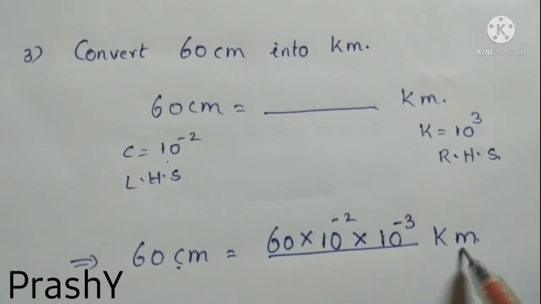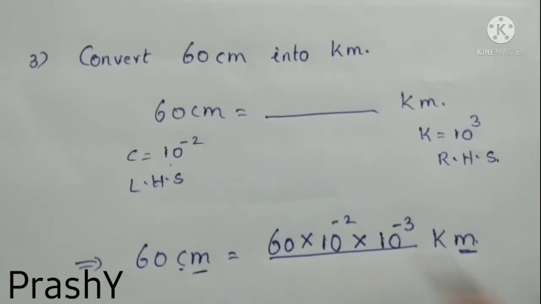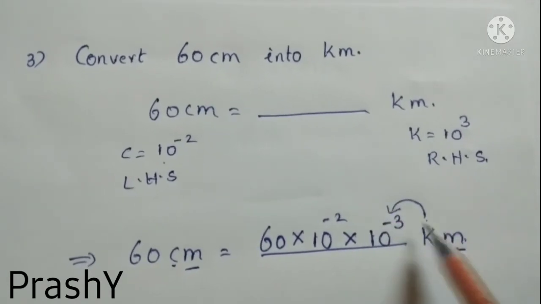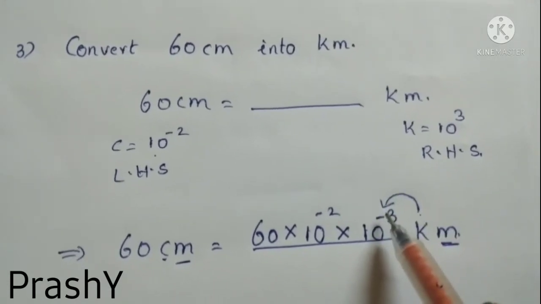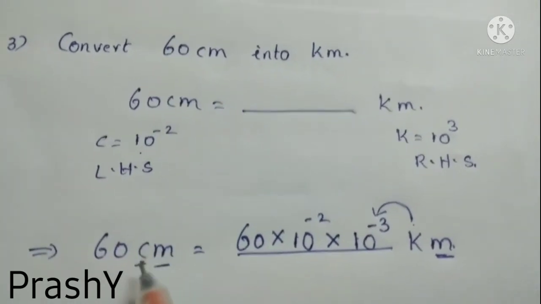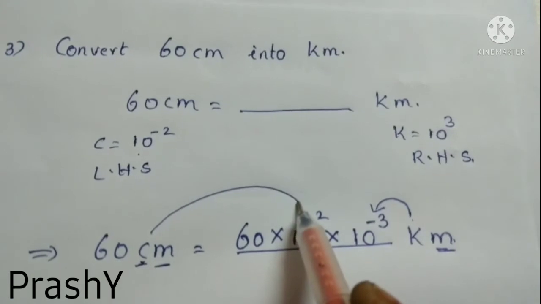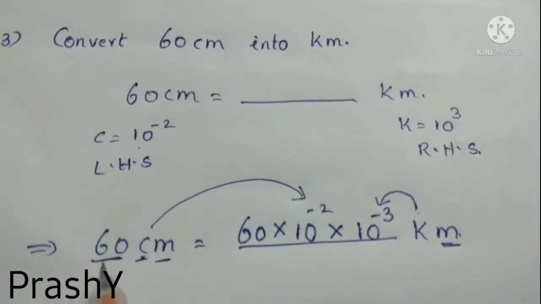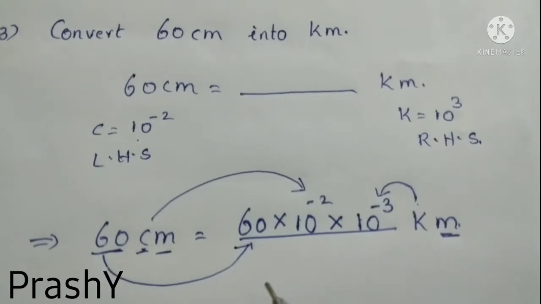So just check it out. Here meter is there. Here meter is there. So no need to consider. Here kilo value we have written as 10 power minus 3. Since it is in the right hand side, we are writing the reciprocal. And centi value is 10 power minus 2. Since it is in left hand side, we are writing it as it is, that is 10 power minus 2. And we have 60 here. 60 also is represented. Right.